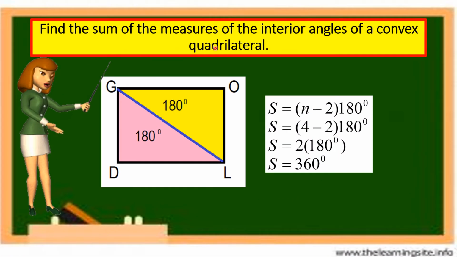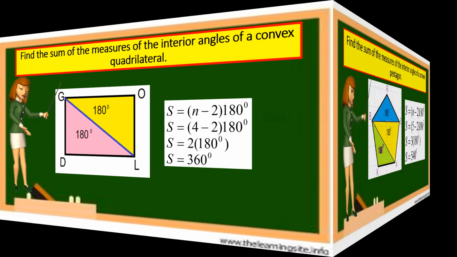We need to find the sum of the measures of the interior angles of a convex quadrilateral. This is a quadrilateral. We have 2 triangles. One is 180, the other one is 180. So we have 360 degrees. But we will be using the formula. The formula is S equals N minus 2 times 180. What is N? N is 4. 4 minus 2 is 2. 2 times 180 is 360 degrees.